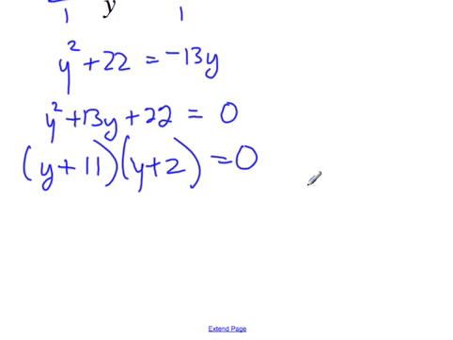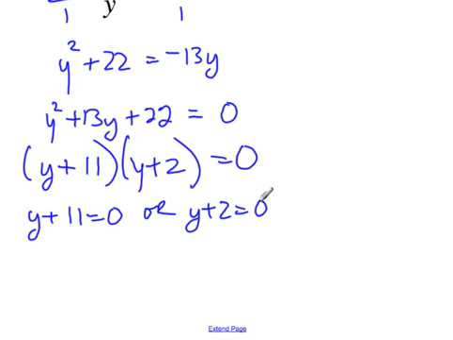Now I use the 0 property. Remember the 0 property? Y plus 11 is equal to 0, or y plus 2 is equal to 0. So y is equal to minus 11, or y is equal to minus 2.